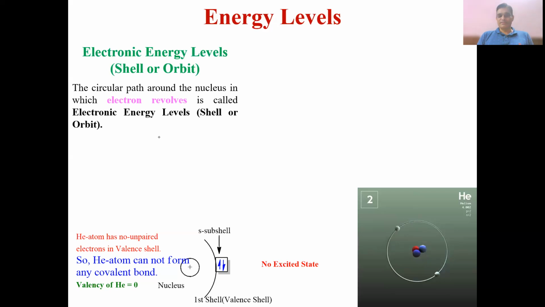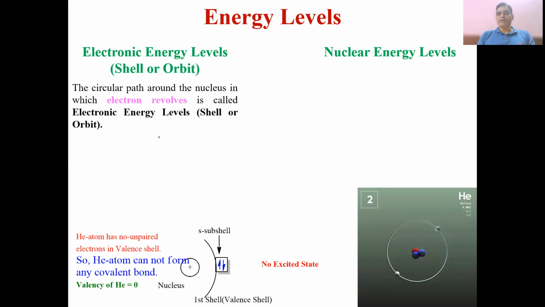As we already discussed, there is no unpaired electron in helium, so the valency of the helium atom is 0. There is no possibility of an excited state in helium, because in helium there is only one shell, the first shell. And in the first shell there is only one subshell, that is s, and there can be a maximum of 2 electrons in one s. So these 2 electrons can never be excited because there are no further shells.